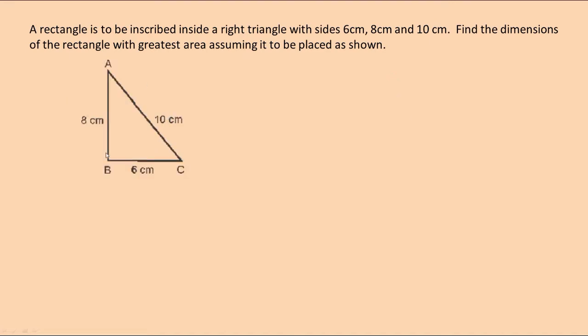This is a triangle. This is a 90 degree angle here at B. The sides are 6 cm, 8 cm, the legs 6 cm and 8 cm. Hypotenuse is 10 cm. How to place the rectangle inside the triangle? It is given here. That means the sides of the rectangle should be along the legs of the right triangle. You will have to place it this way, and find out the dimensions of the rectangle so that the area would be maximum, greatest area.